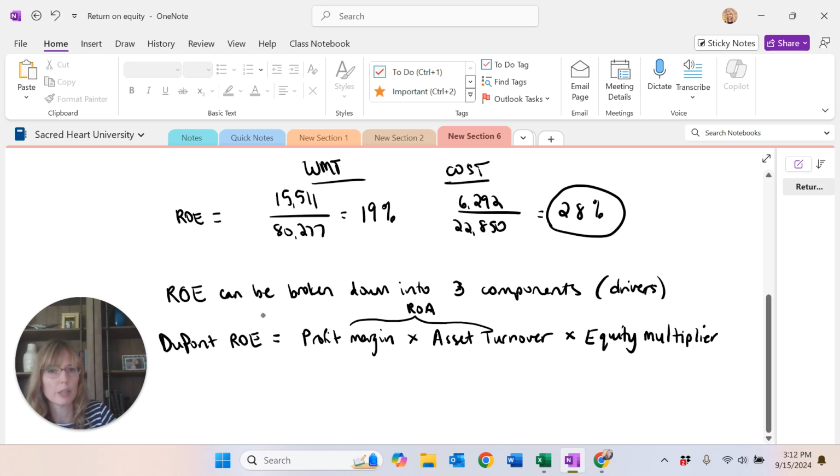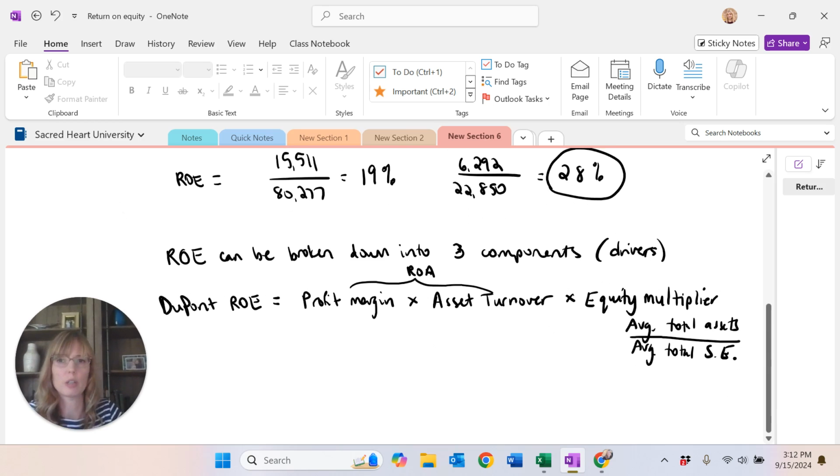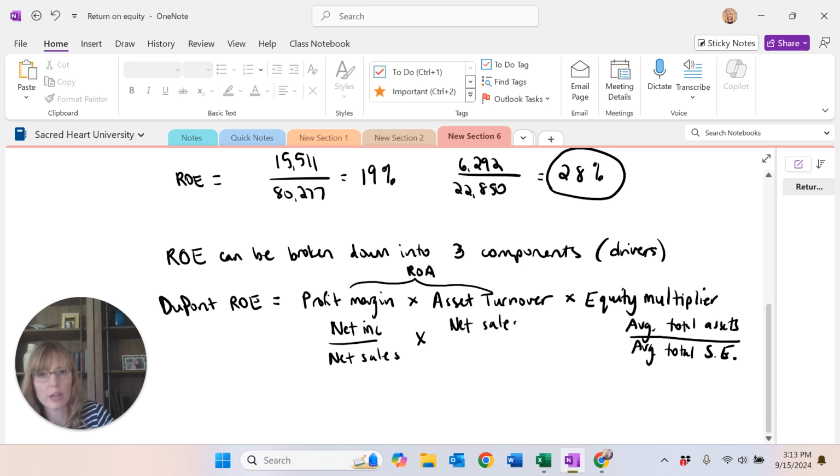And the equity multiplier is average total assets divided by average total stockholders' equity. And we know what these other items are. Profit margin is equal to our net income over net sales. How profitable were our sales? Asset turnover: how well did our assets help us generate sales?